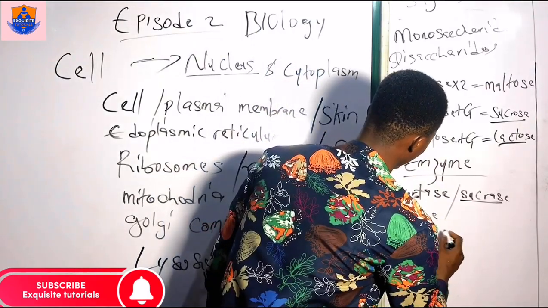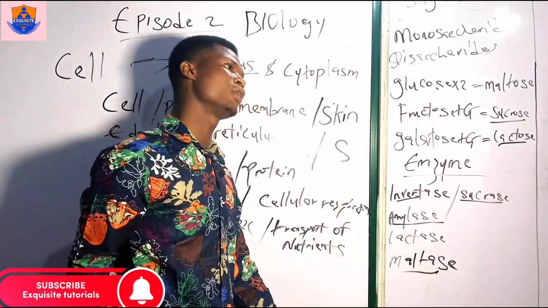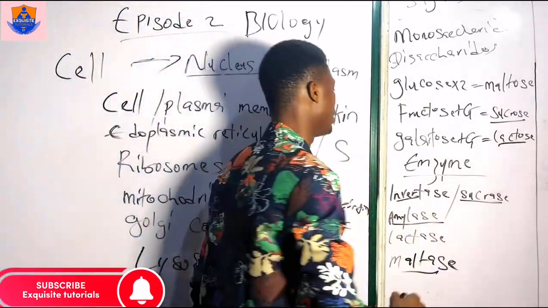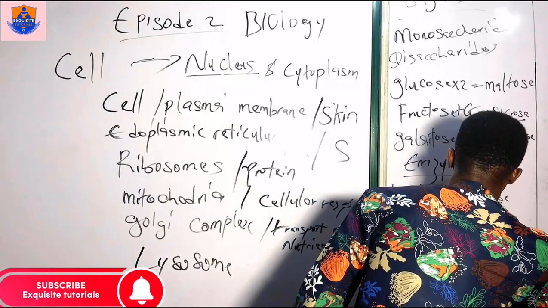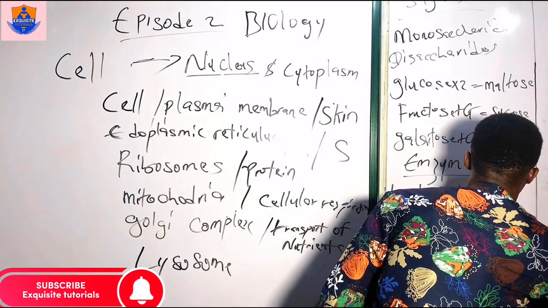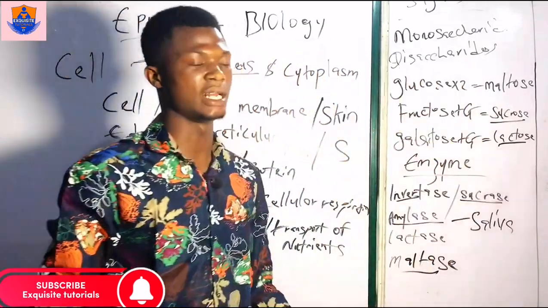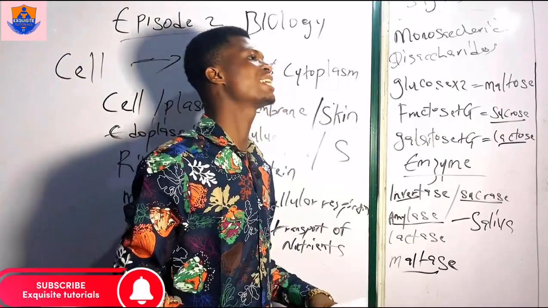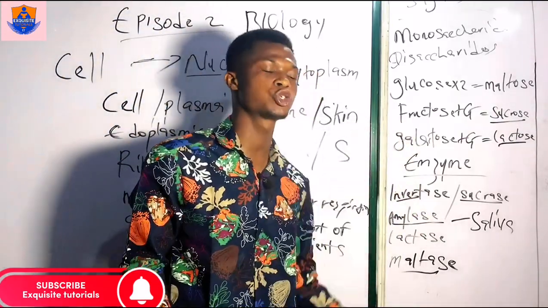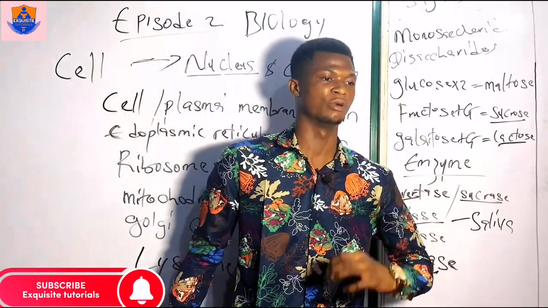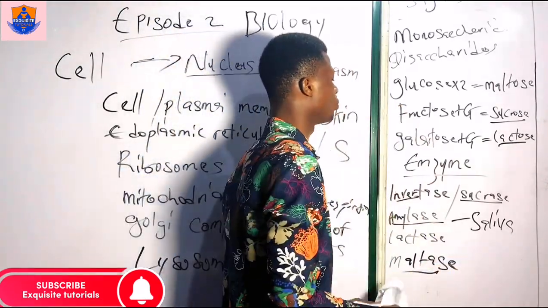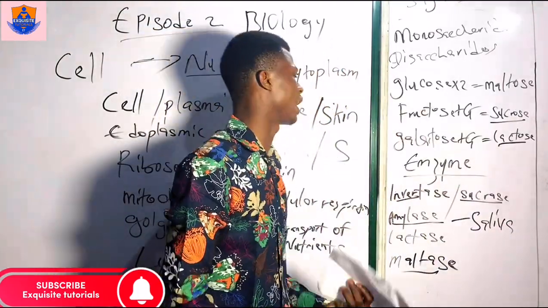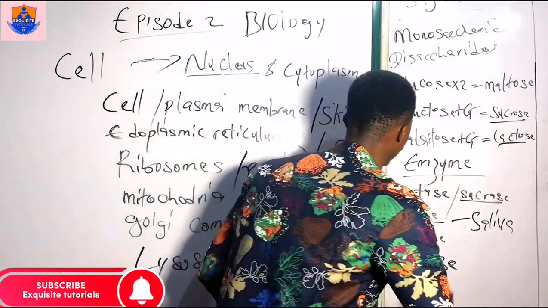Now, amylase, you know that we were made to understand in our biology that there is an enzyme in your saliva. What is the work of this enzyme? The enzyme in your saliva is responsible for breaking down starch into sugar. You know, the food that you take into your body is made up of starch. For your body to make use of this food, you cannot make use of starch, but you make use of glucose. So this is the work of amylase.